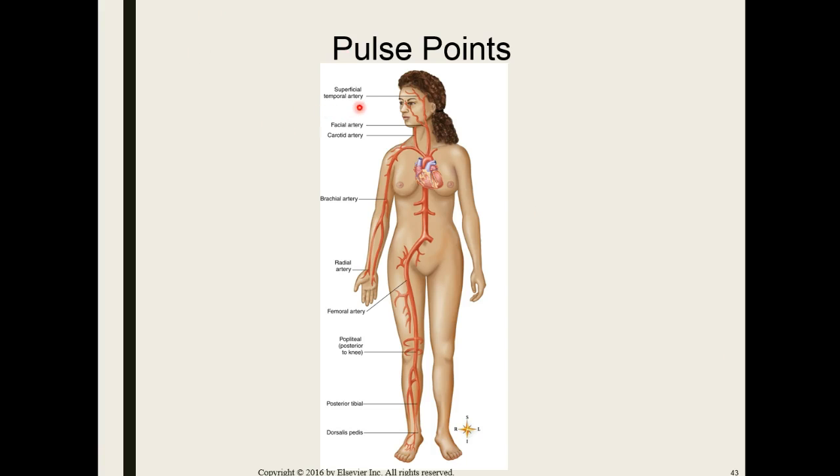So we have the temporal, facial, carotid, brachial, radial, which is the most common, femoral, popliteal, posterior tibial, and then the dorsalis pedis.